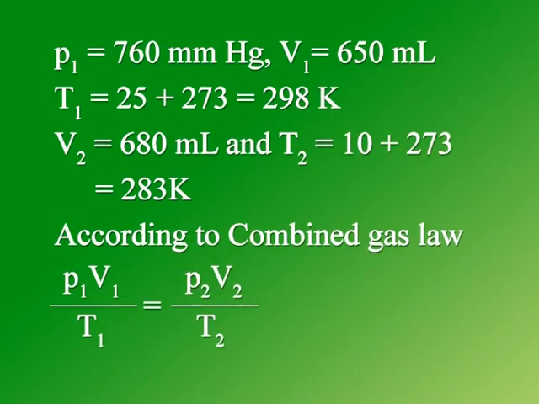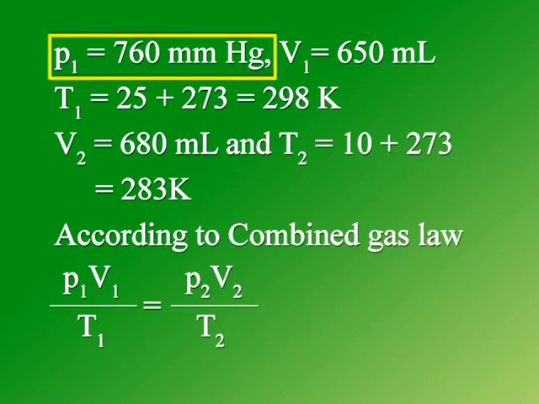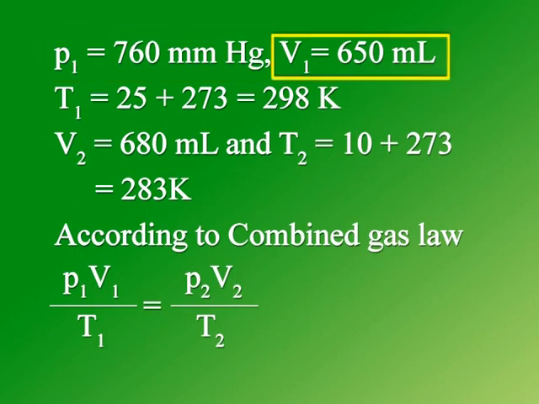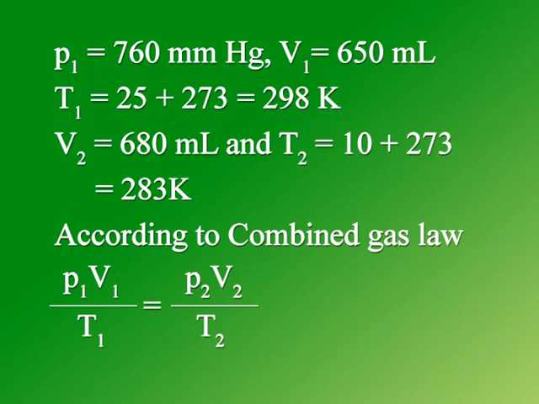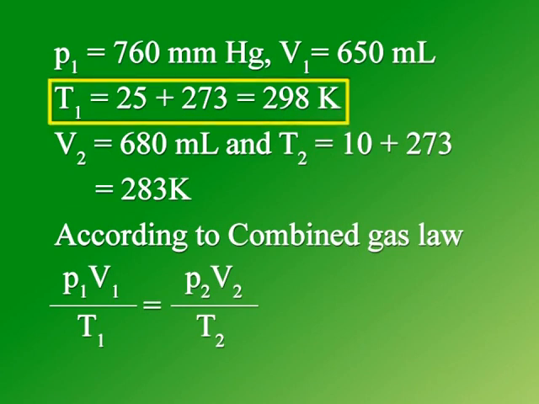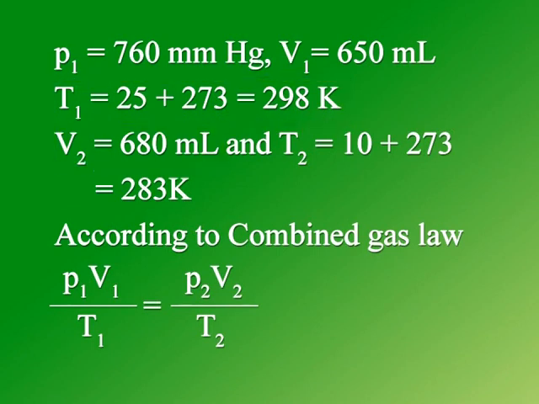It is given that P1 is equal to 760 millimeter of mercury. V1 is equal to 650 milliliter. T1 is equal to 25 plus 273 is equal to 298 Kelvin. V2 is equal to 680 milliliter and T2 is equal to 10 plus 273 is equal to 283 Kelvin.